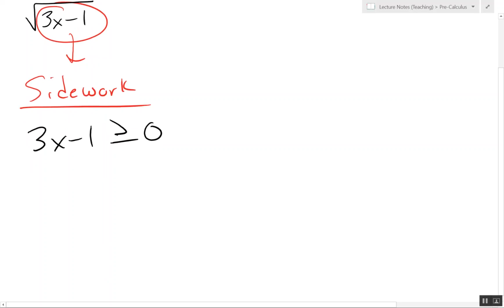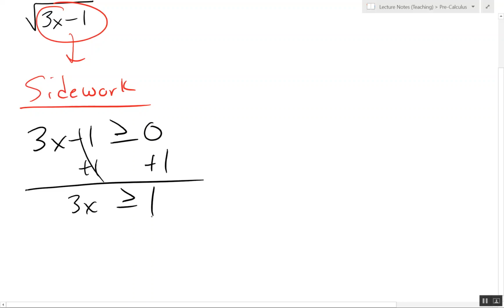So we solve this like any other linear inequality. We're going to add 1 to both sides, and those cancel, and this gives me 3x is greater than or equal to 1. Dividing both sides by 3, we get x is greater than or equal to a third.